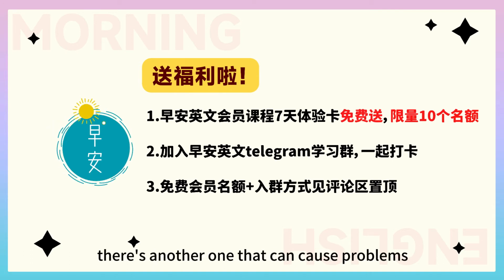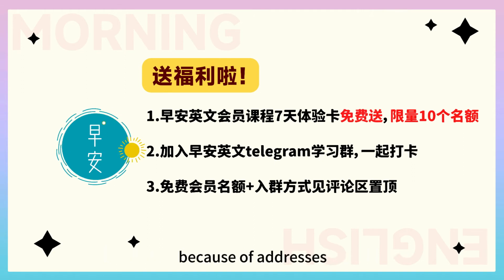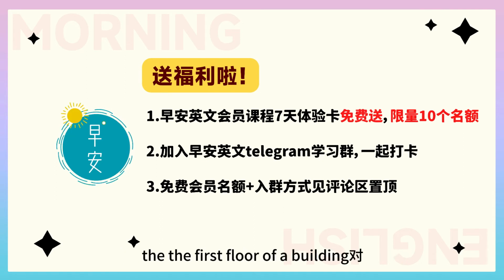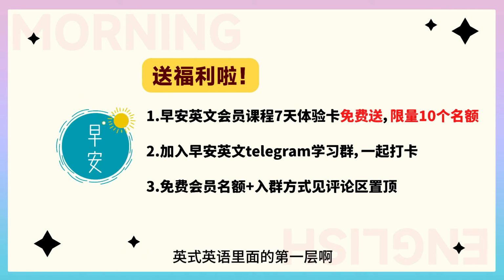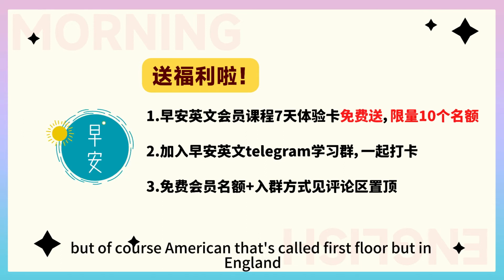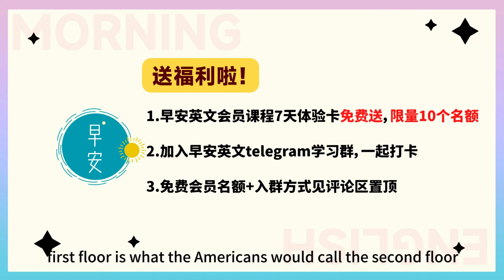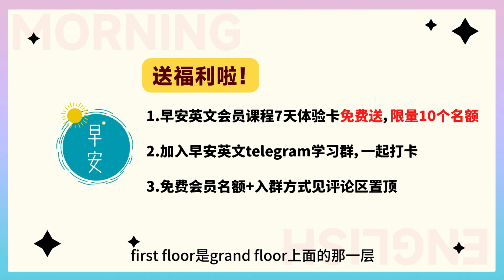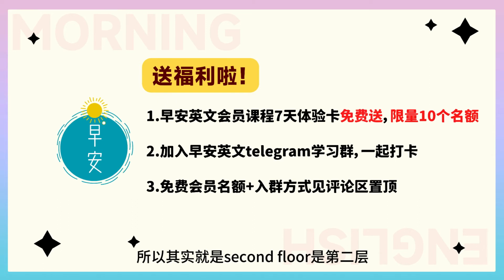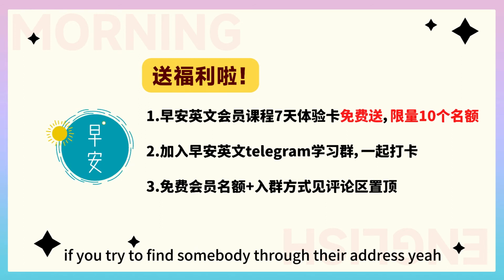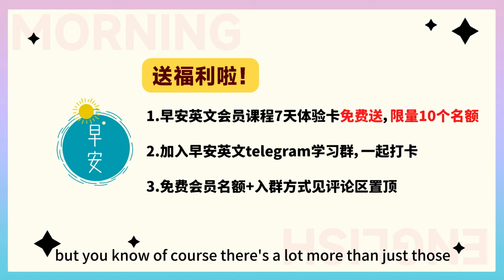There's another one that can cause problems because of addresses. In England they say ground floor for the first floor of a building. 英式英语里面跟路齐平的这一层叫 ground floor. Of course in America that's called the first floor. But in England, the first floor is what the Americans would call the second floor. 英式英语里面 first floor 是 ground floor 上面的那一层，也就是美式的 second floor. So you have to be aware of this if you try to find somebody through their address. But of course there's a lot more than just those.